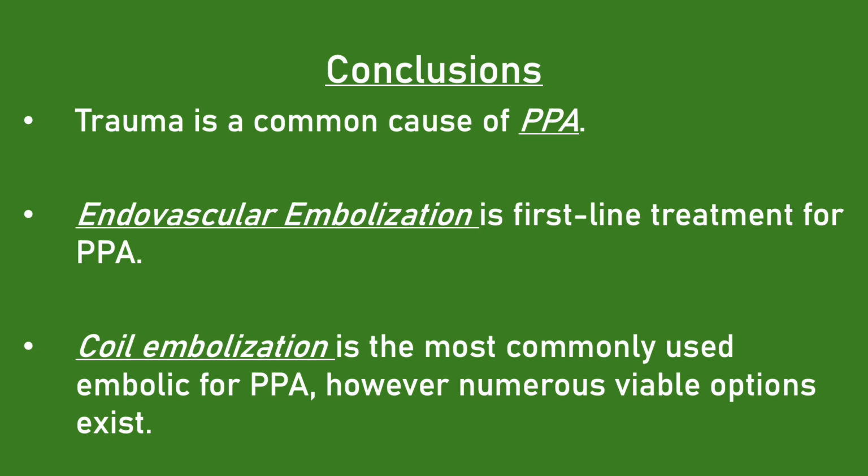So in conclusion, trauma is a common cause of pulmonary artery pseudoaneurysm. Endovascular embolization is the first-line treatment for these pseudoaneurysms, and coil embolization is the most commonly used embolic. However, it is important to remember that numerous viable options do exist, and it will often vary from user to user.